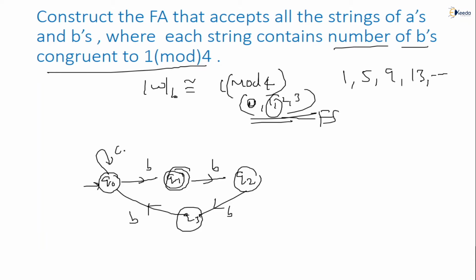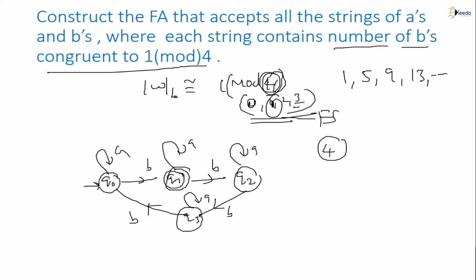Here there is no restriction for a. I can give a transition for a on each and every state here. Any number of a's can come. Are you getting my point? See, now what is the final state? Q1 only. In total how many states did we get? 0 to 3, 4 only, correct or not? Yes or no? Now the number of states in the minimal FA equals how many? 4 only, because of modulo 4.